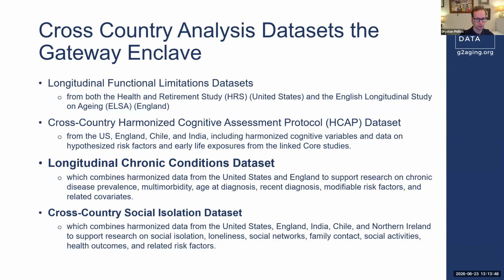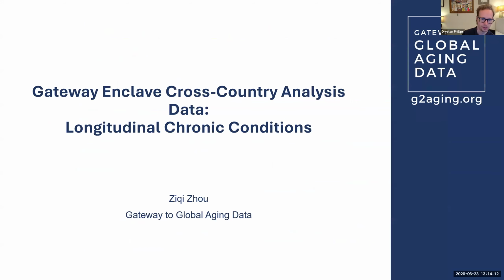And a cross-country social isolation data set, which Yizhou has helped design, and he's going to tell you more about that. But it combines harmonized data from the United States, England, India, Chile, and Northern Ireland, and it supports research on social isolation, loneliness, social network, family contact, social activities, health outcomes, and related risk factors. So with that, I'm going to turn it over to Zichi to tell us more about the new Longitudinal Chronic Conditions Dataset.